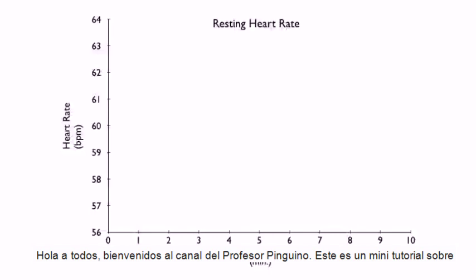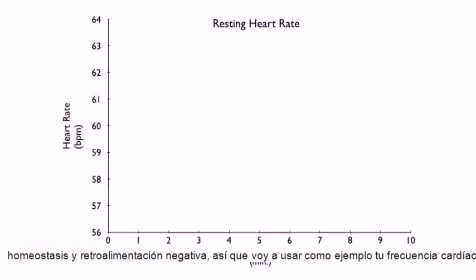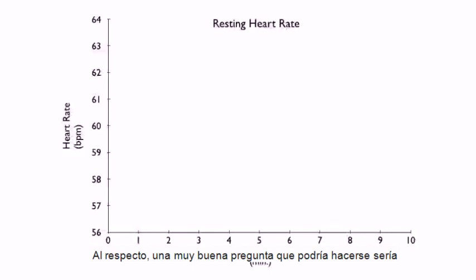This is a mini tutorial on homeostasis and negative feedback. So I'm going to use heart rate as an example, of course. A really good question that you might ask yourself, or I might ask on a quiz, is what do you think would happen if you were to measure your heart rate every minute for 10 minutes? And this would be your heart rate when you are just sitting quietly doing nothing.